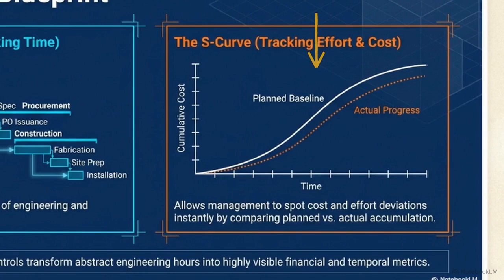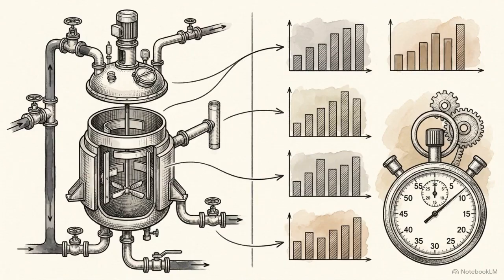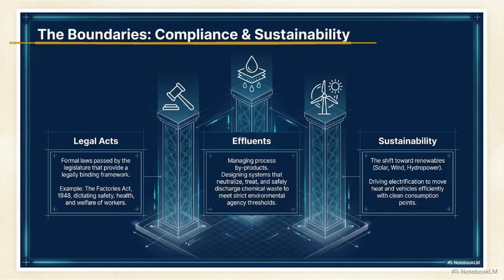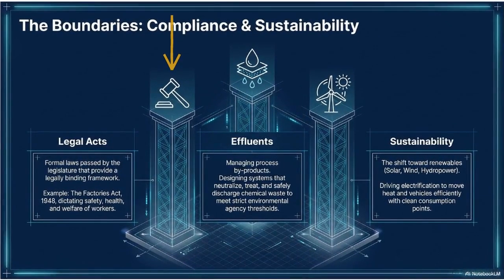Effective execution requires translating millions of abstract engineering hours into highly visible financial and temporal metrics. The final physical plant is confined by 3 rigid boundaries: strict legal safety acts, the rigorous neutralization of chemical effluents, and the growing requirement for renewable sustainability.